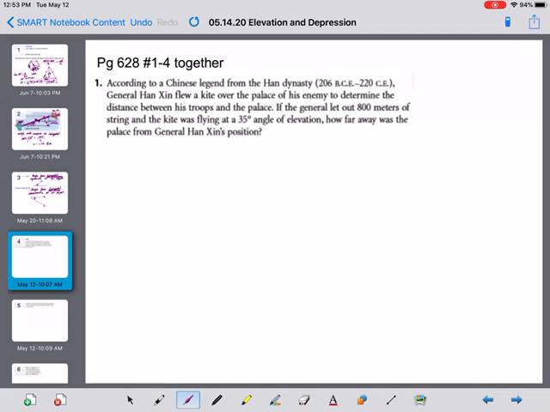All right, so these are actually right from your textbook, but I have them right here in your notes. But if you wanted to look in your text, it's page 628, 1 through 4. Go ahead and read number 1 silently to yourself.